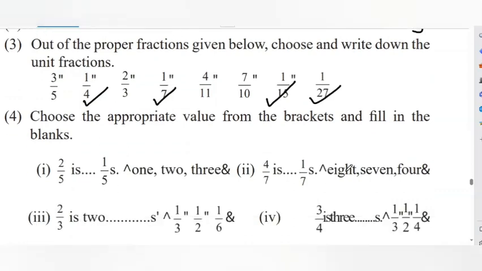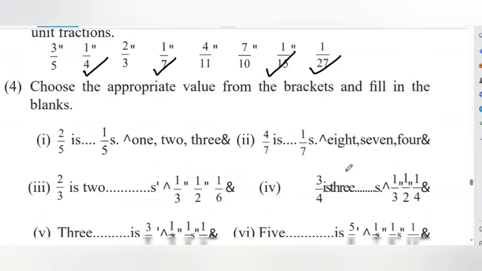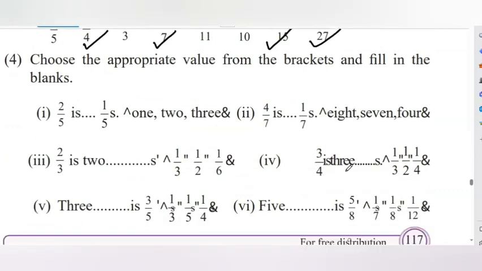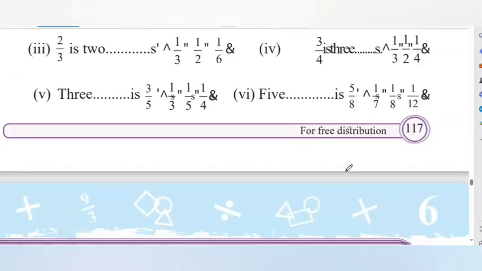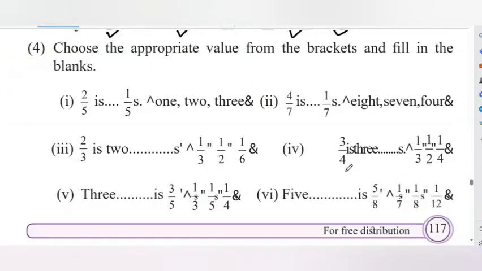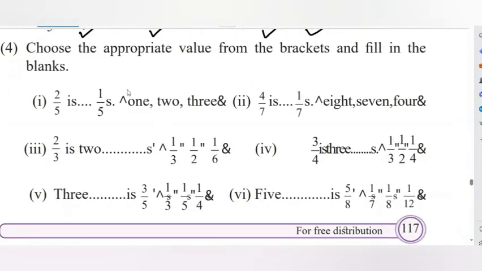Okay. Choose the appropriate value from the brackets and fill in the blanks. There is a small problem with the symbols here, so I will show you how to take it. It should come like this, with brackets. 2/5 is how many 1/5? What is the suitable word? 2. Very good. 2 1/5, no? There are two 1/5s in 2/5.